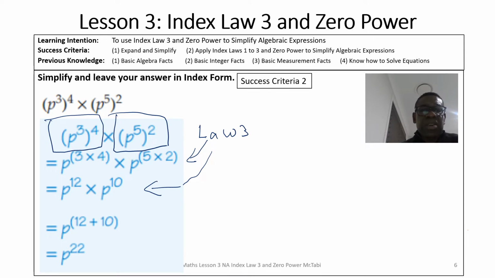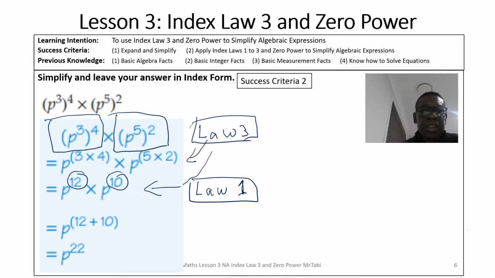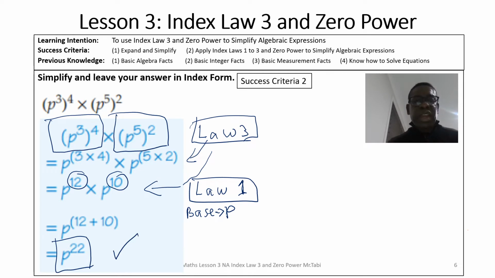At this point, we need to now apply law 1 to add these indices. Our base is p. So we add the powers here to simplify to give us that. So be very careful as you work through this. You will keep applying all the different laws at different stages as you solve the problem.